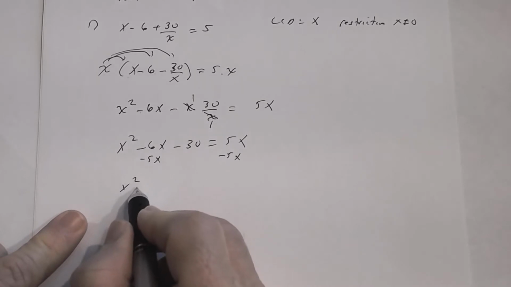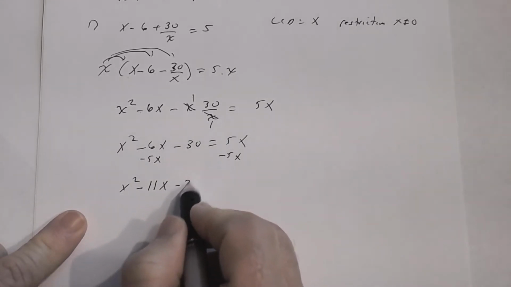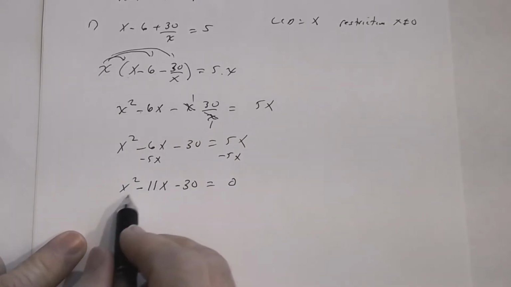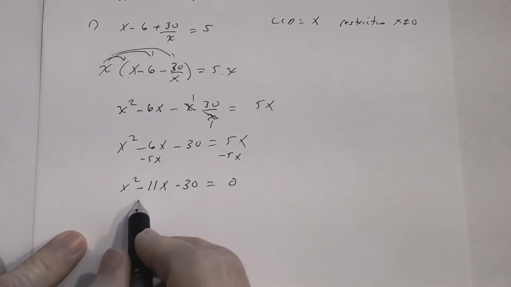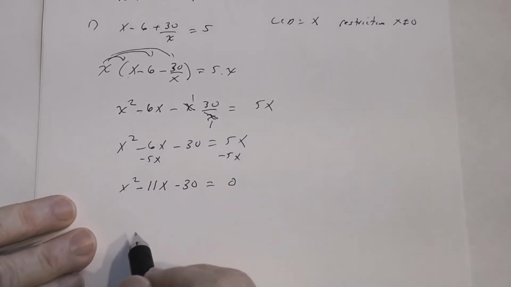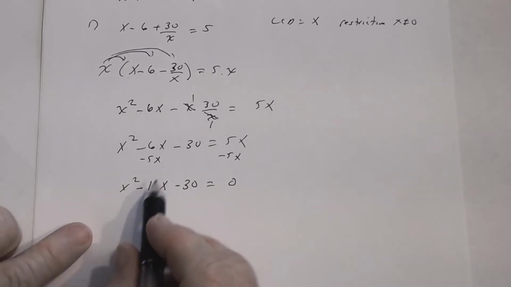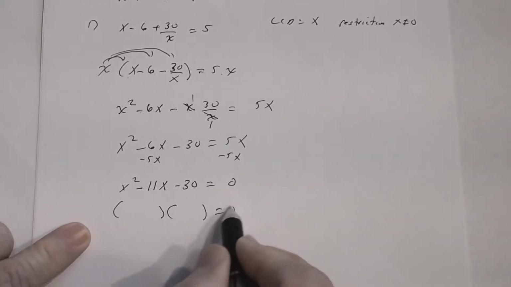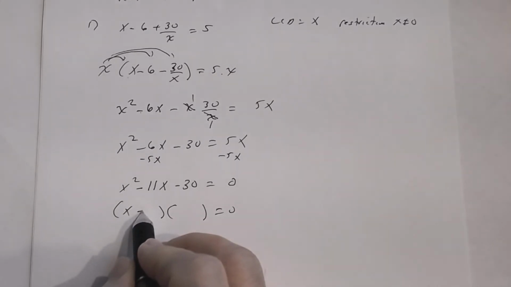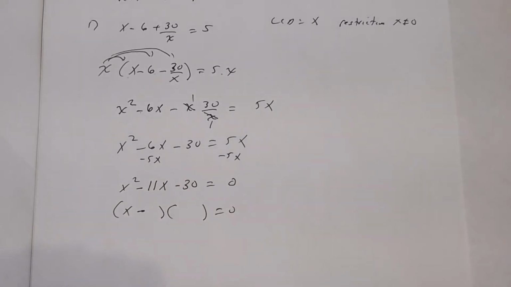I get x squared minus a negative 6x and a negative 5x is a negative 11x minus 30 equal 0. Now we're going to factor the left side. In this lesson, whenever you have a quadratic equation, it should be factorable, because we haven't talked about the quadratic formula yet. So let's go ahead and factor this. Let's see what's going to work. 15 and 2 will not work.